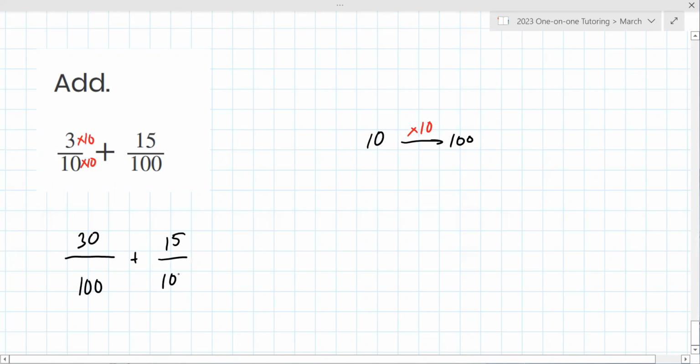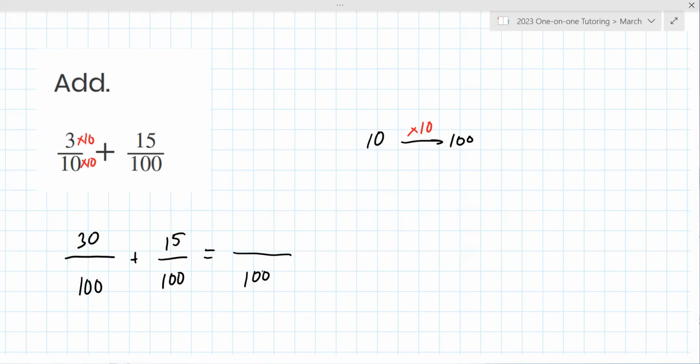Why are we able to add these fractions now? What is it about these fractions that makes it so that we can add them? The bottoms are the same. What does the top add up to? 45. Okay.